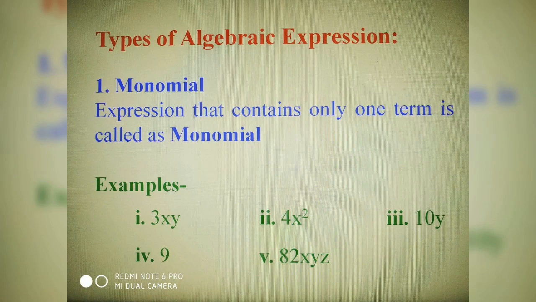Then what are the types of algebraic expression? First, monomial. Expression that contains only one term is called as monomial. Examples, 3xy. This is one term. Like this, 4x square, 10y, 9, 82xyz, all are the algebraic expressions having one term. So these are known as monomials.